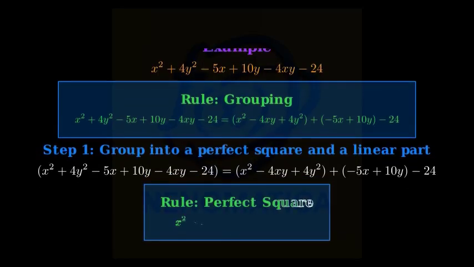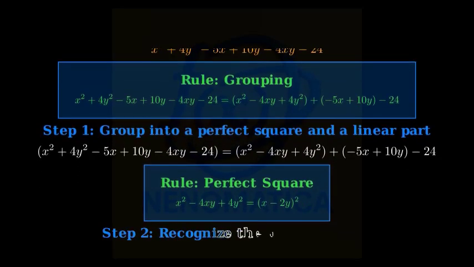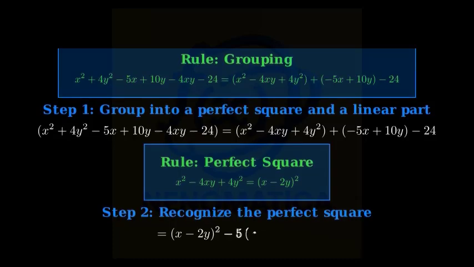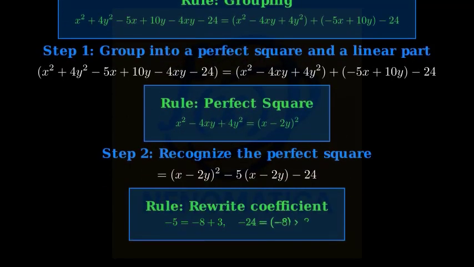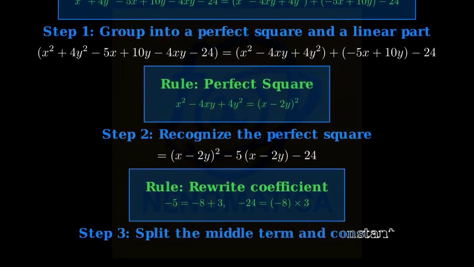In the first group, we recognize the pattern x squared minus 4xy plus 4y squared. This is a perfect square trinomial that can be written as the square of (x minus 2y). We can rewrite the entire expression using this perfect square. Now, let's look at the linear term, negative 5 times (x minus 2y).